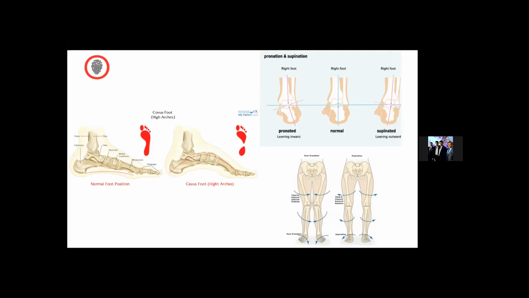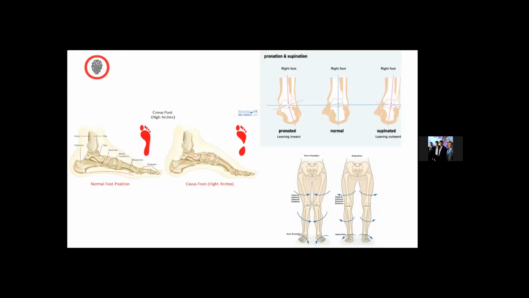A lot of the supinated, high arch people tend to sprain their ankles very easily, and that is because of the way the foot is positioned. So we'll see how that looks when we do a squat.